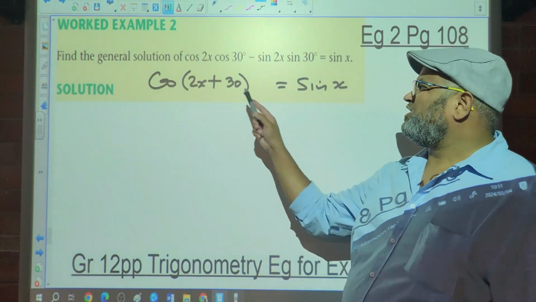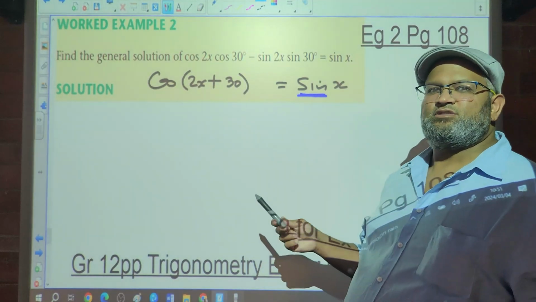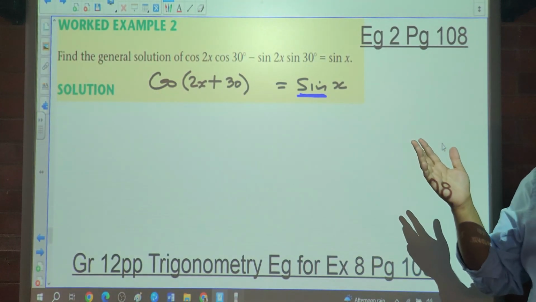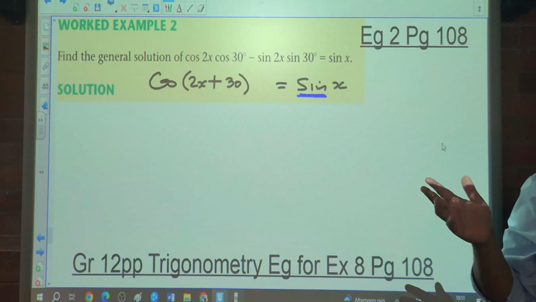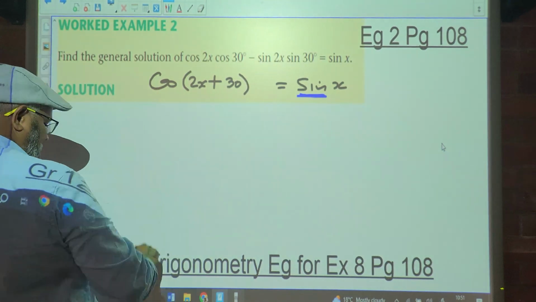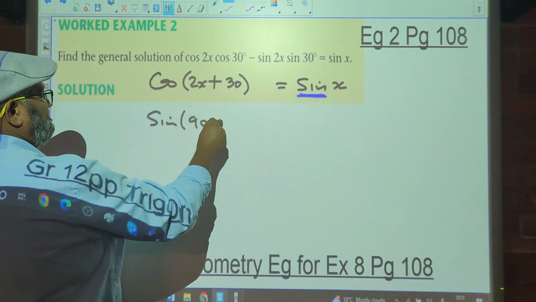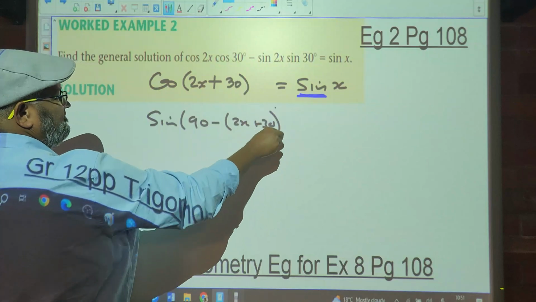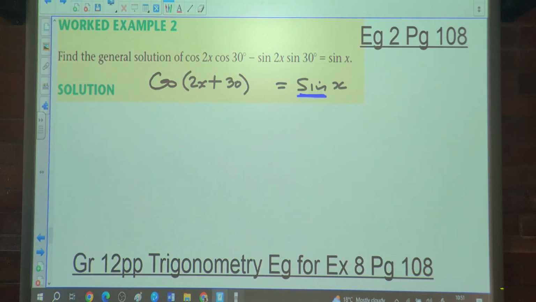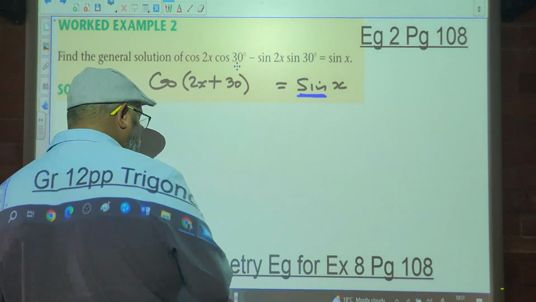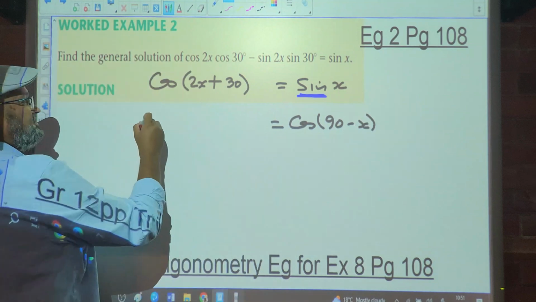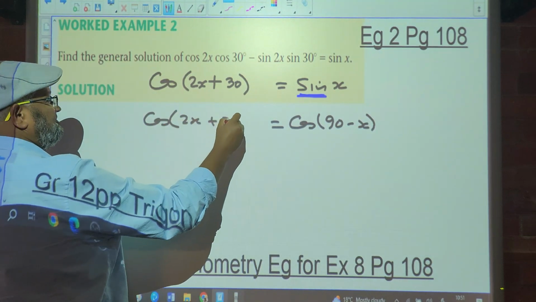So I must change this to cos. What I do normally is I keep the first and change the second. But if you are that kind of person that wants to change the first and keep the second, no problem. If you change this, it would be sine of 90 minus 2x plus 30. You see that? That is equivalent to that. I'm the kind of guy who keeps the first and changes the second. So that will simply be cos of 90 minus x. Can you see that? This is going to become cos of 2x plus 30.